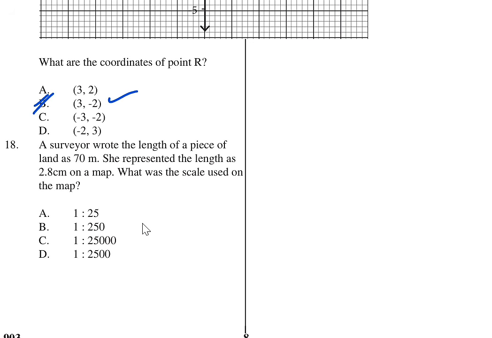We continue to number 18. A surveyor wrote the length of a piece of land as 70 meters.